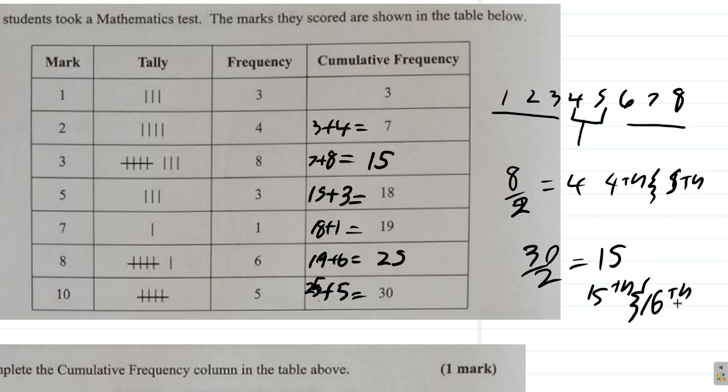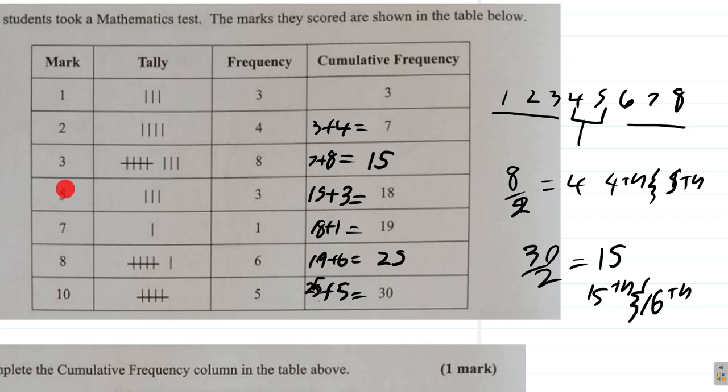Alright. Now the 15th and the 16th. Which one will be the 15th and which one will be the 16th? Let's see something here. You have 3 ones, 4 twos. That means you have 7 so far. Then 8 threes. If you count them up, you would end up at the 15th value being a 3 and the 16th one being a 5.